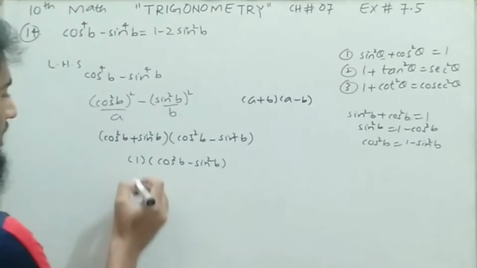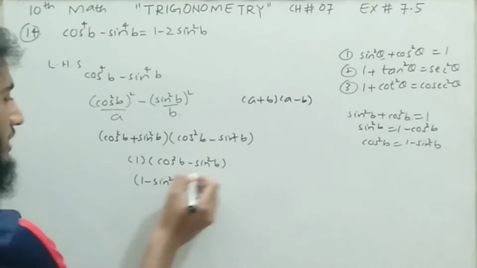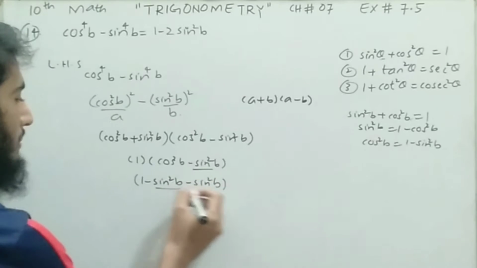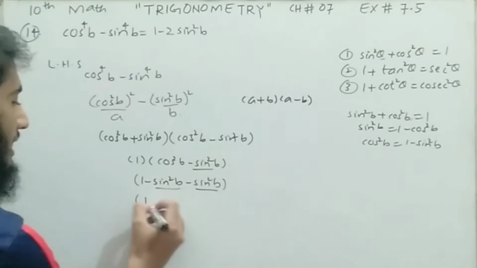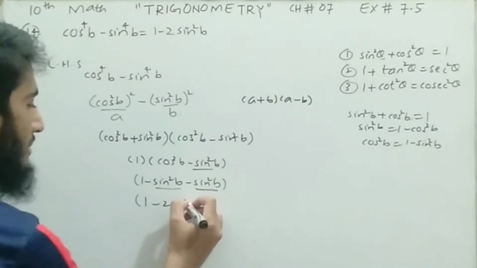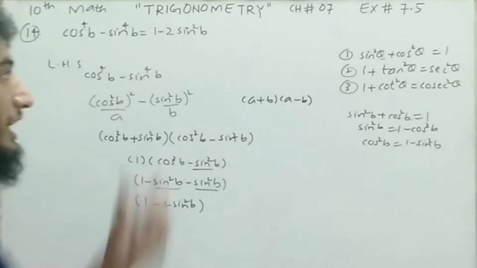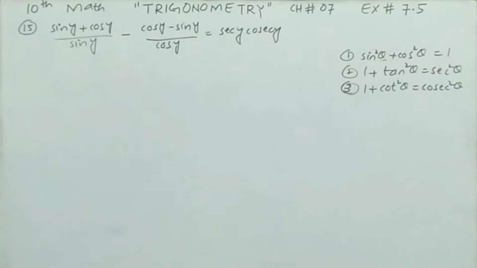So over here I put in the value of cos square b, which is 1 minus sin square b. So it becomes 1 minus sin square b, and minus sin square b comes down as it is. After this, minus sin square b minus sin square b gives us negative 2 times sin square b. So it becomes 1 minus 2 sin square b. Hence we proved 1 minus 2 sin square b, which is our right hand side of the given trigonometric equation. Now move to the next question, question number 15.